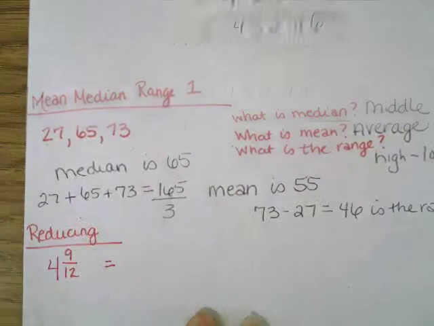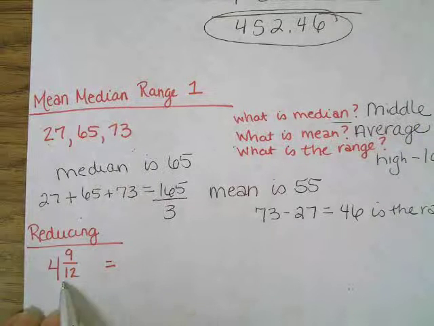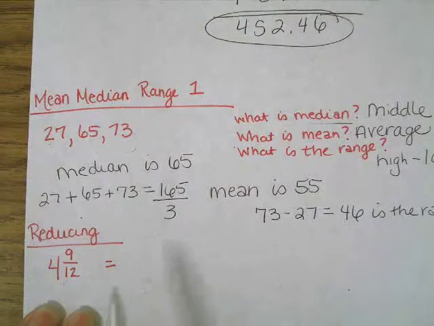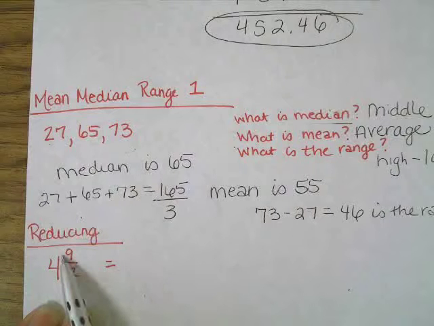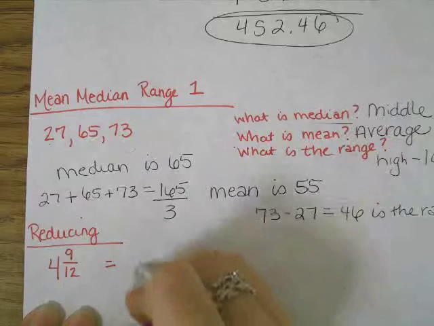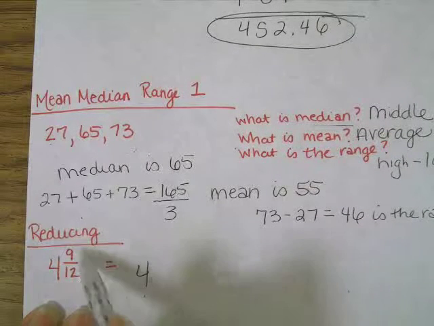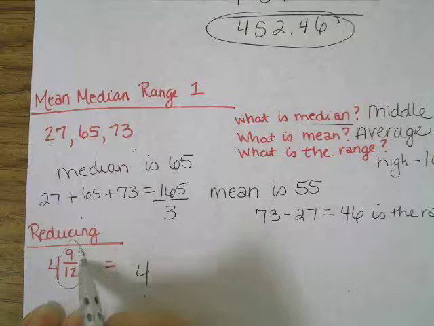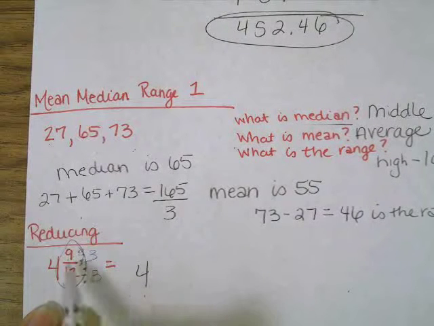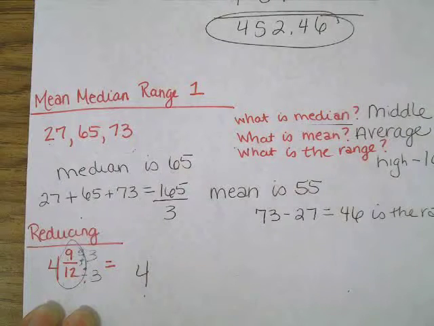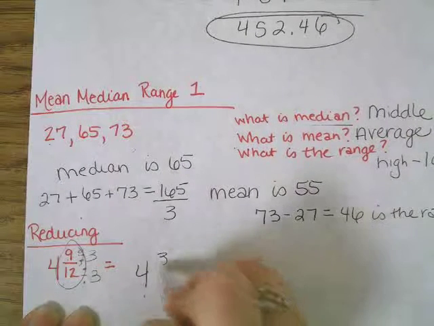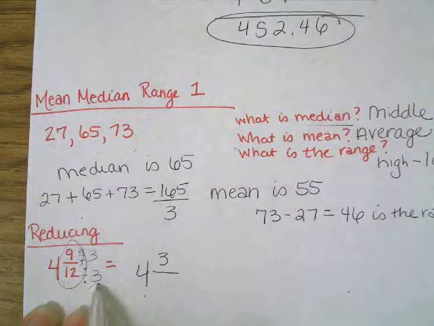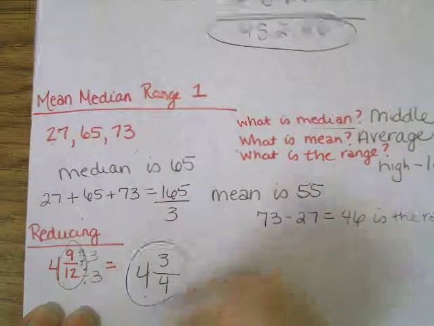Right, the next one is reducing. We're just taking a fraction and reducing it down. Someone asked, do I make it an improper fraction and then reduce it? No need to. You know that the whole number is 4, keep it 4, and reduce the 9/12. What goes into 9 and 12? Well, we know that 3 does. So if we divide both by 3, 9 divided by 3 is 3, and 12 divided by 3 is 4. And that would be our answer.